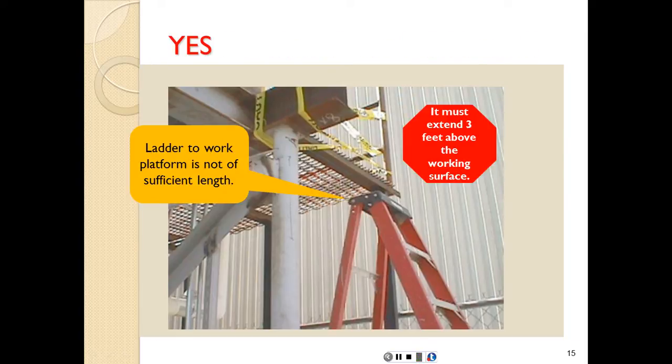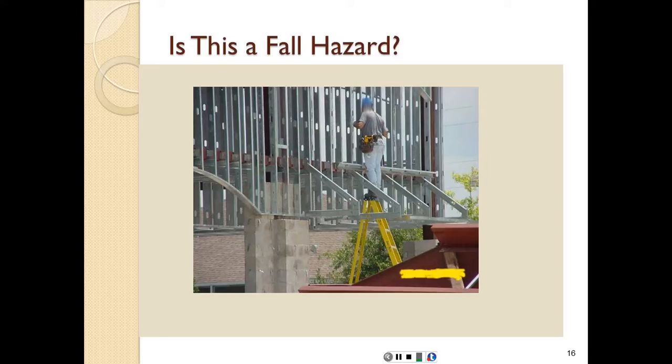So the ladder to work platform is not of sufficient length. It must extend 3 feet above the working surface. Another one, standing on the top of the ladder, which should not be done, above 6 feet, no fall protection.